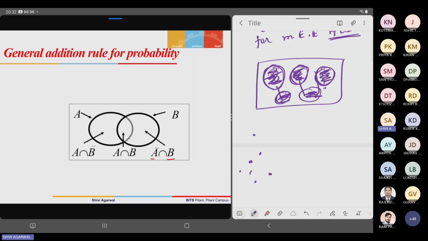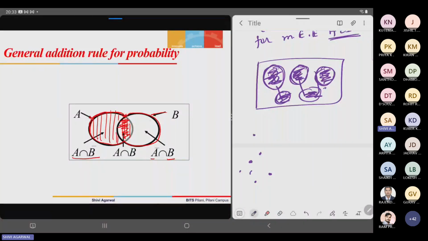Right? So what we are saying here is, for the probability of A union B, we have to find the probability of this complete region. When we take the probability of A and the probability of B, this region is coming twice. So we have to subtract it once. So here it is A intersection B, it is this part only, this vertical line.